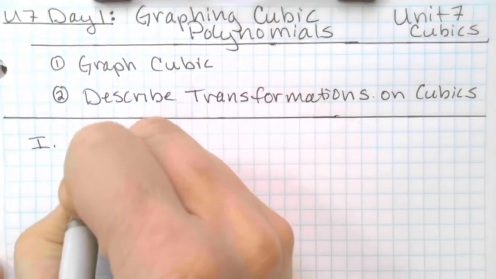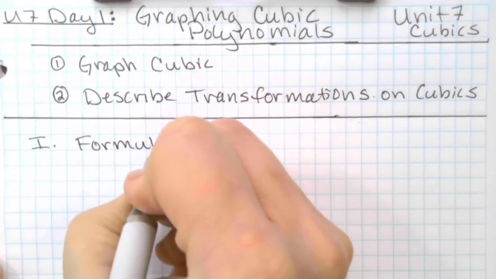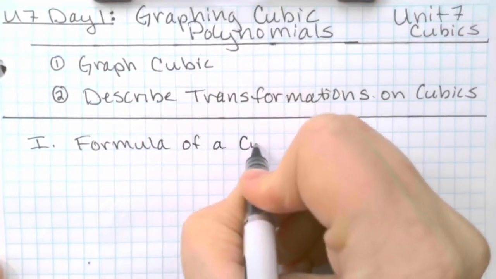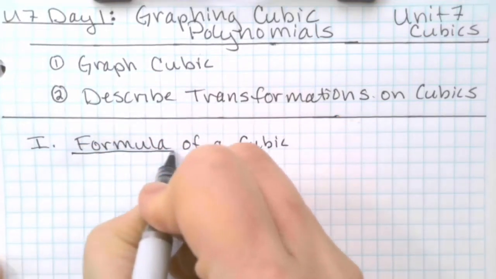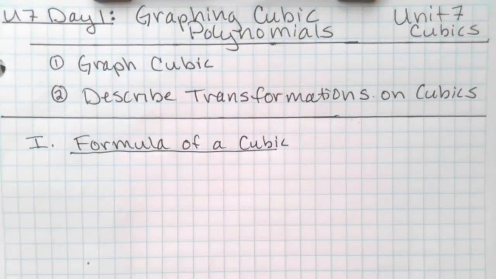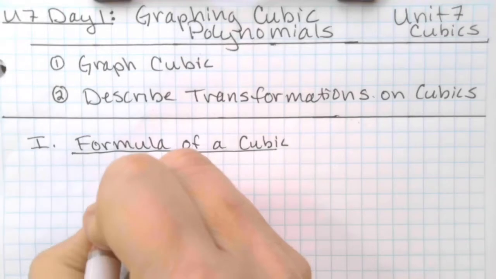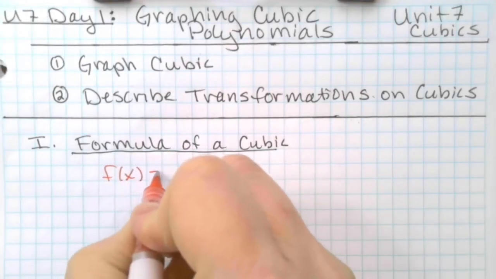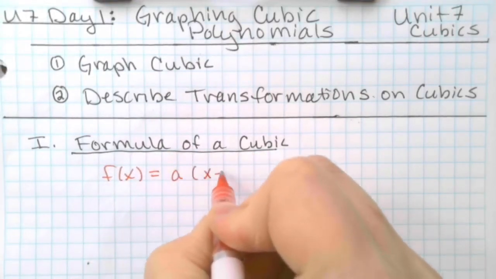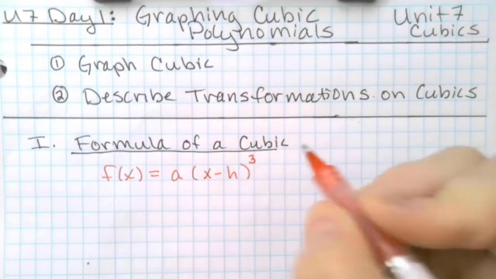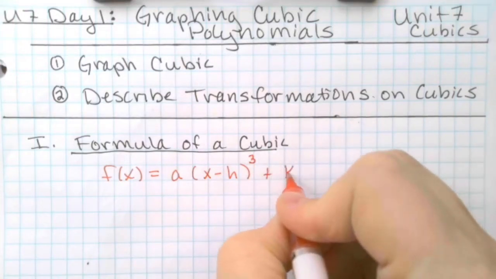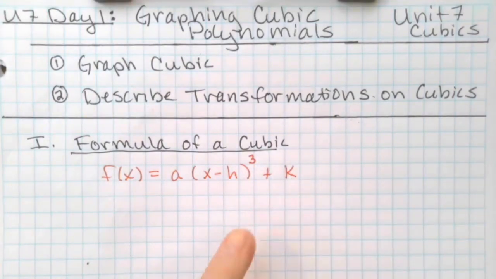Okay, Roman numeral 1, the formula of a cubic. And after a while, these formulas start to look familiar. All right, here we go. F of x equals a times x minus h, quantity cubed, plus k. And of course, it's a cubic because it is cubed.